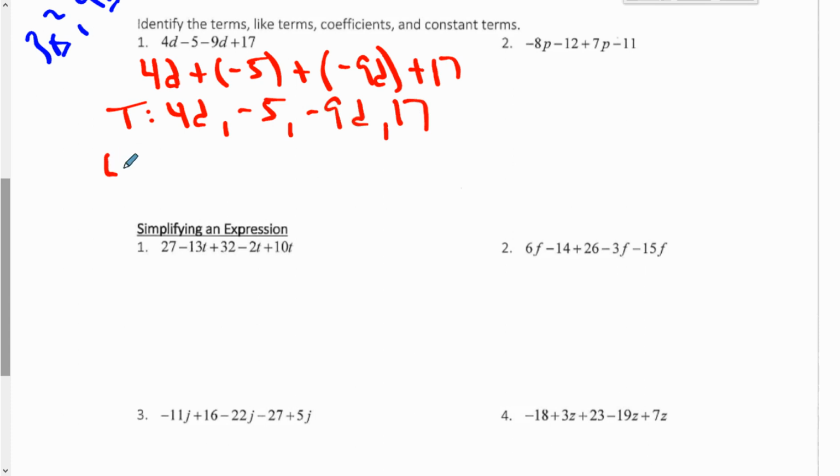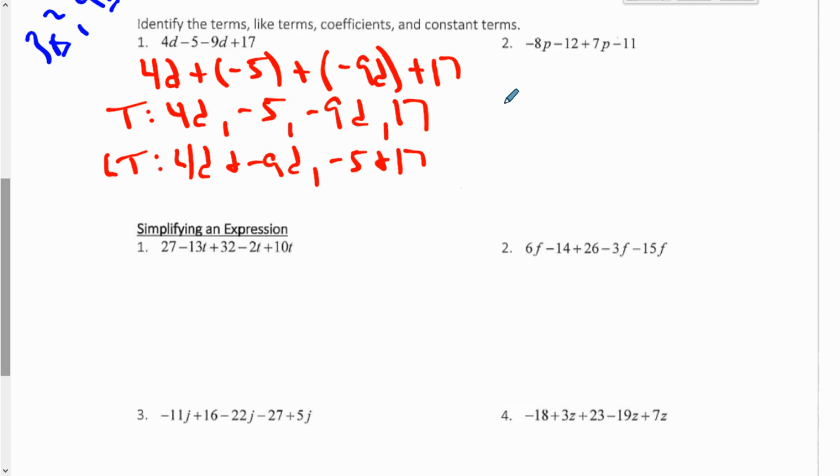The next thing we're going to look at are the like terms. So 4D and -90 are going to be like terms. -5 and 17 are going to be like terms. Those both have the same variable parts. 4D and -90 both have a D. -5 and 17 both have no variable parts, so that's why they're also like terms.